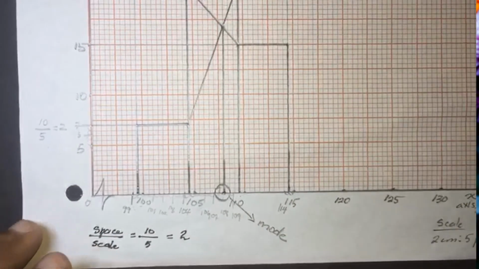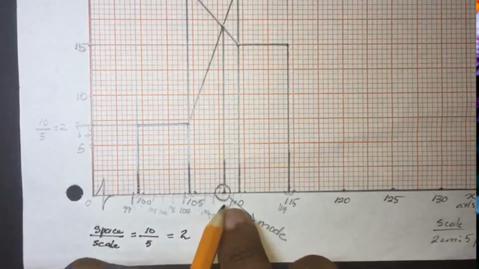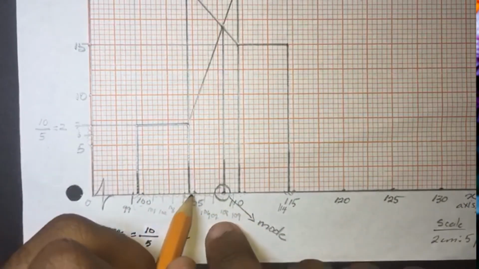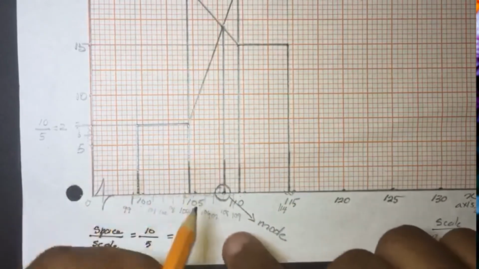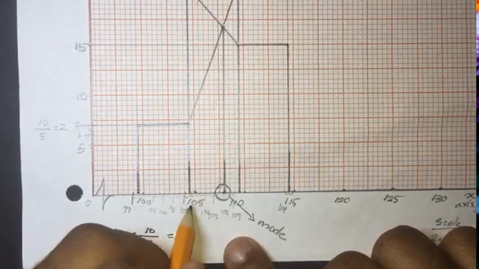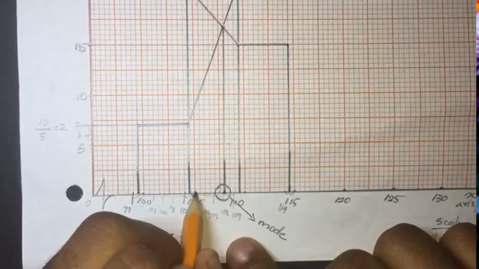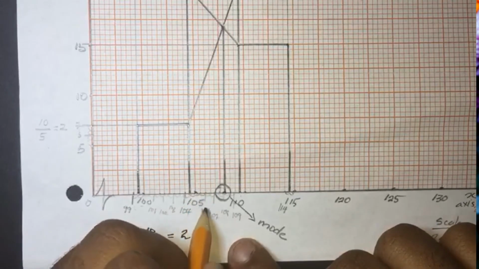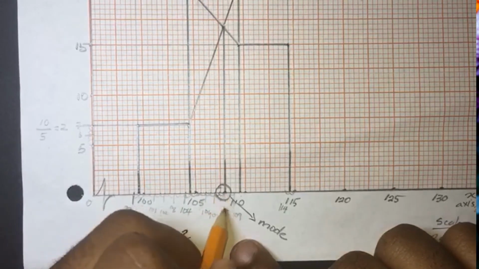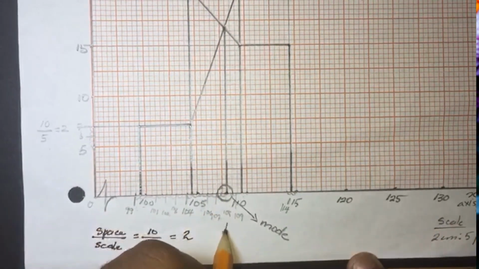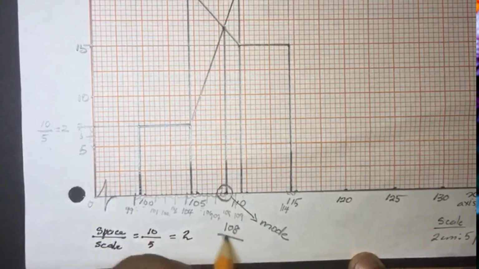Then now I need to read off the mode value. So remember now, every 2 on the x-axis is 1. And remember right here is 105. So 105, 1, 2, 106, 1, 2, 107, 1, 2, 108. So our mode is 108. And that's it.